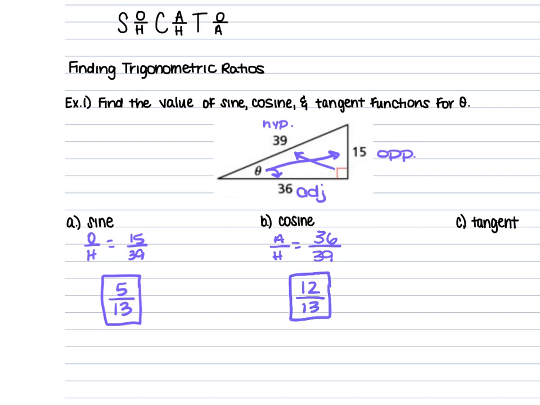And your tangent is your opposite over adjacent. So this is going to be 15 over 36. 15 and 36 are both divisible by 3 once more. So this is 5 over 12.